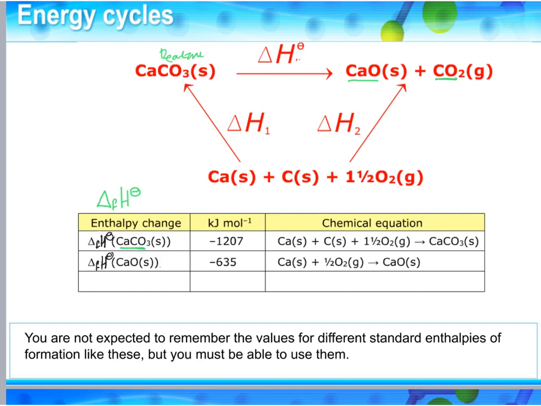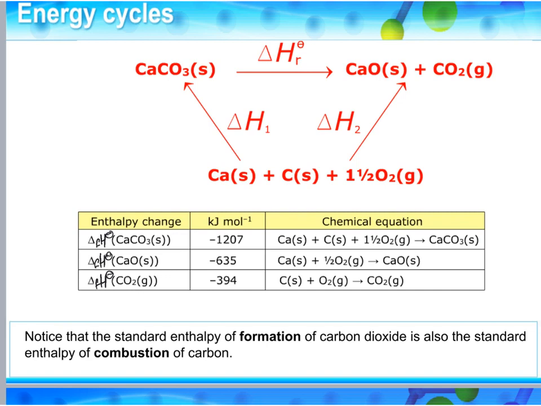Just to remind you, the chemical equation for enthalpies of formation is forming 1 mole of a compound from its elements in their standard states. And the chemical equation for the enthalpy of formation of calcium oxide is 1 mole of calcium oxide in its solid state from its elements in their standard states. So here's the third piece, the missing piece of data we need: the enthalpy of formation of carbon dioxide.